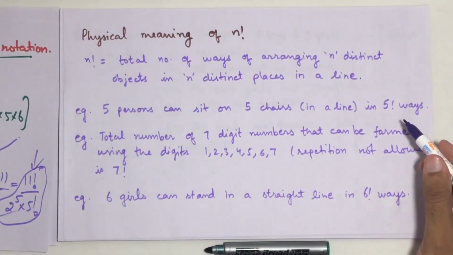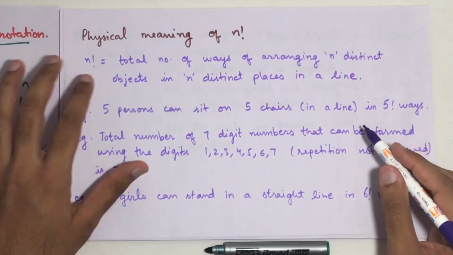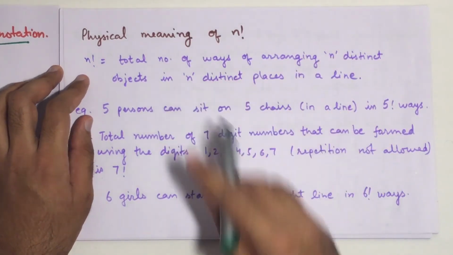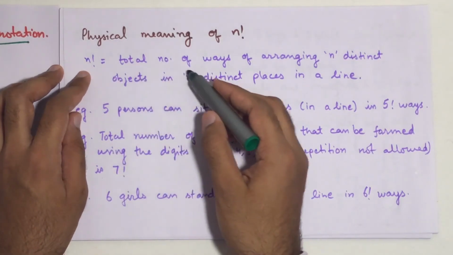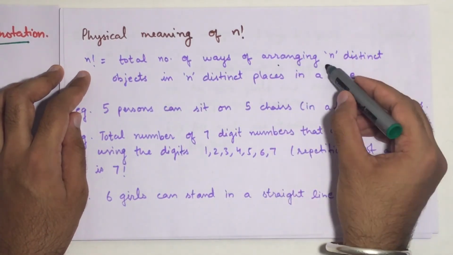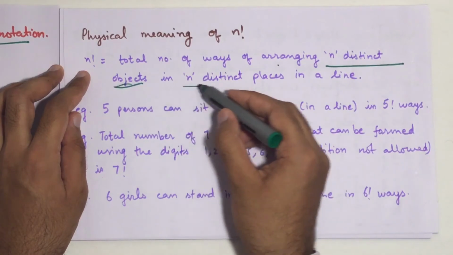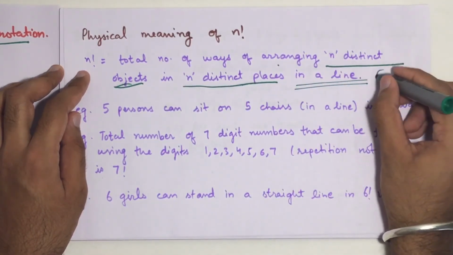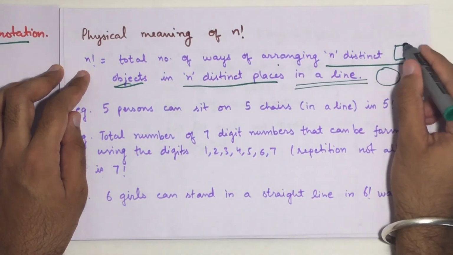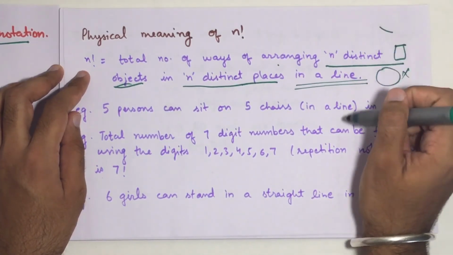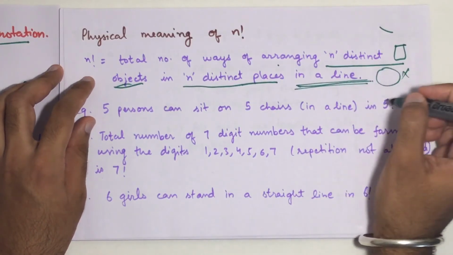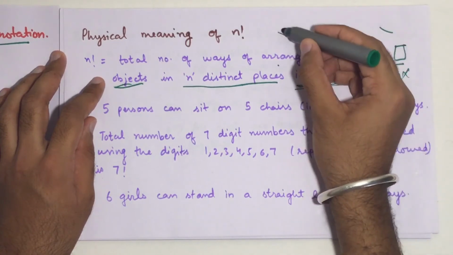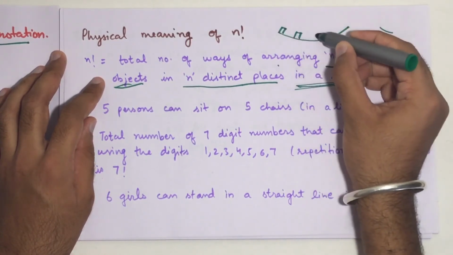Moving on students, there is also a physical meaning associated with the n factorial, and the physical meaning behind n factorial is this, that n factorial is equal to total number of ways of arranging n distinct objects in n distinct places, but this arrangement must be in a line and not along a circle or any square or any other form. This arrangement must be in a line. Alright, although in mathematics here this thing can also be considered as a line.